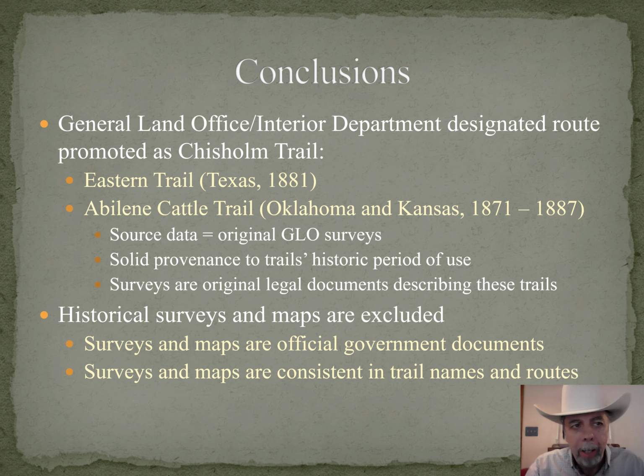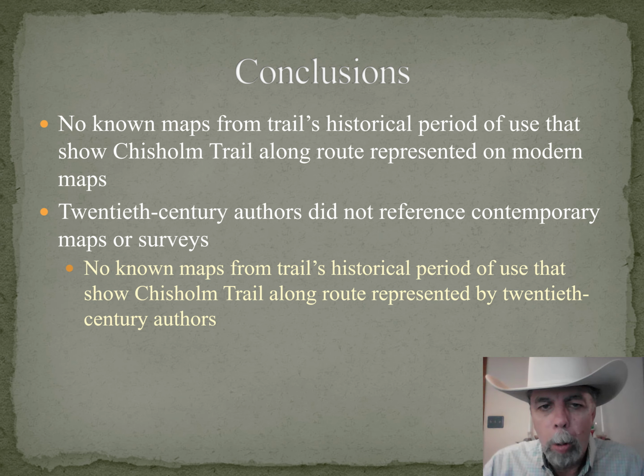So the result is that the documents that give us the exact location and name designations of these trails as they were during their historic period of use have been left out of the story. We can also conclude that there are no maps from the trail's historic period of use that shows the Chisholm Trail along the route that is represented on modern maps as the Chisholm Trail.